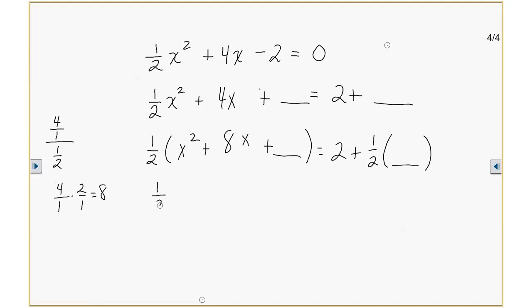So 1/2 times x squared, what's half of 8? 4. And 4 squared is 16. So x plus 4 squared is equal to, and 1/2, what's 1/2 times 16? And 8 plus 2? Finish it out.